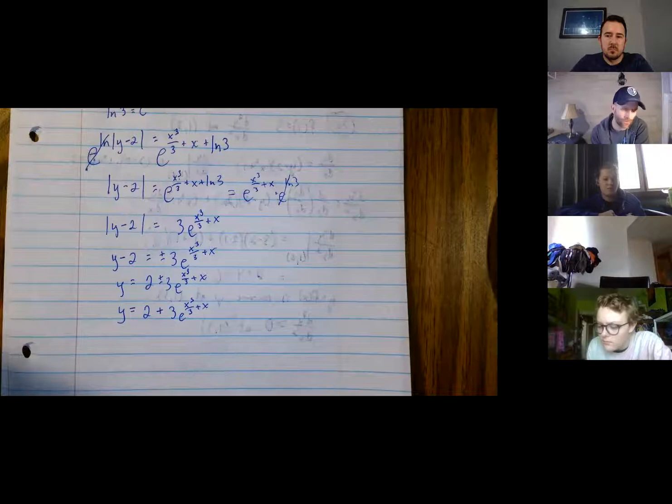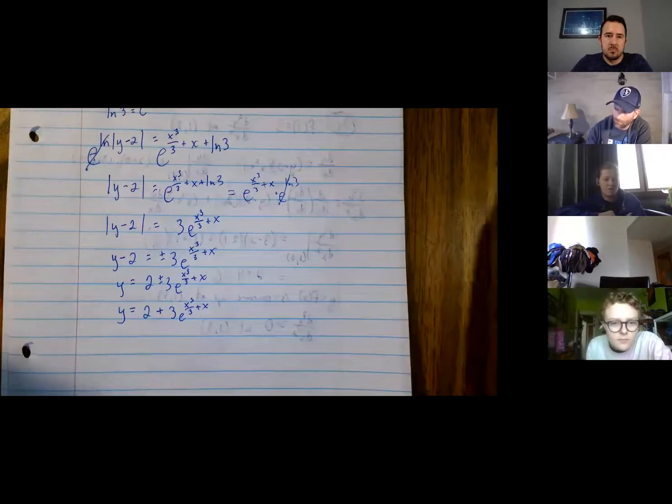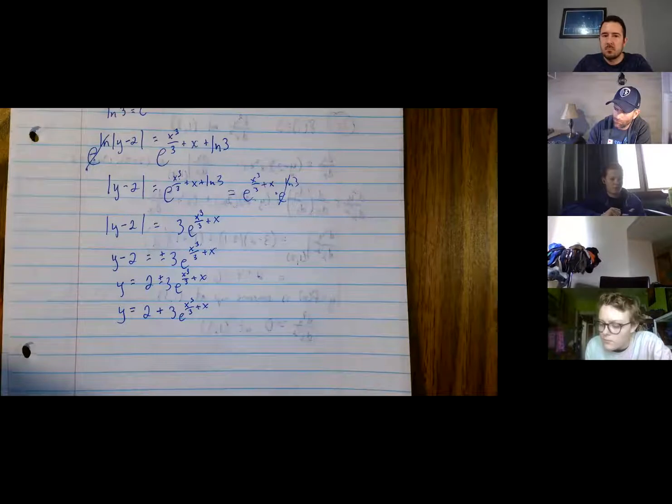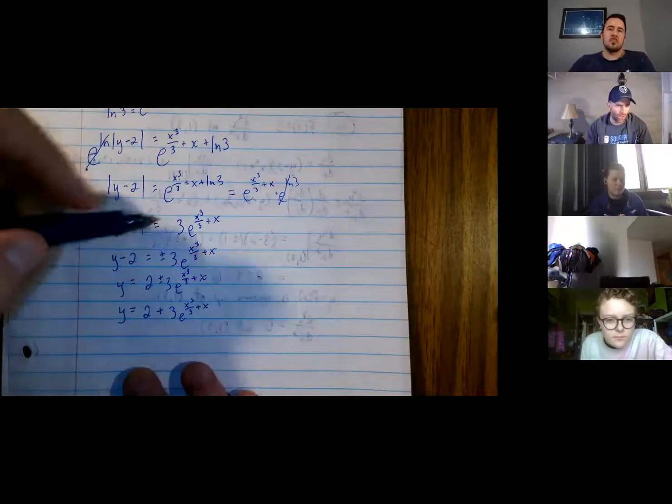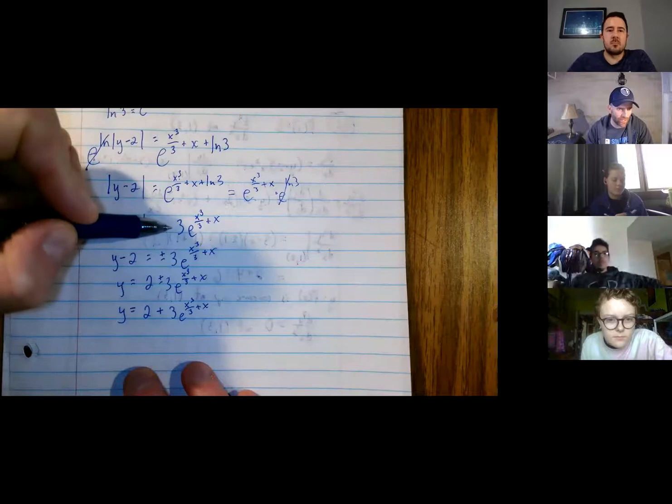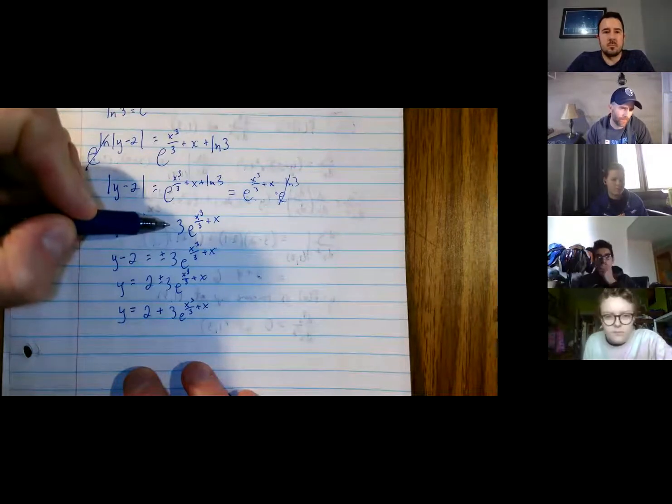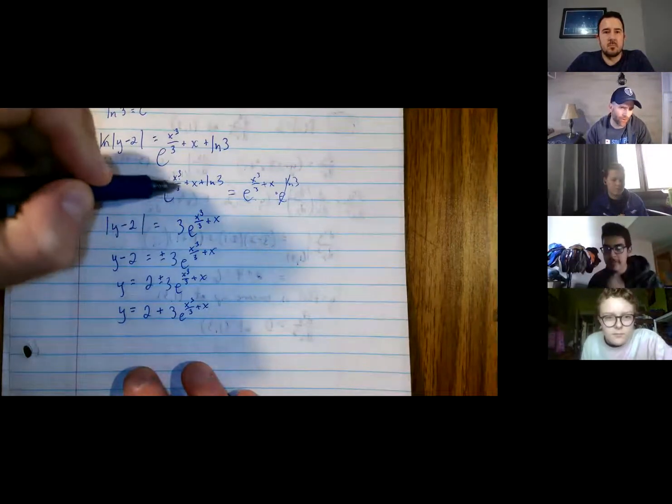Another question: how did you get that e to the x cubed divided by 3 plus x plus ln 3 is equal to e to the x cubed divided by 3 plus x, times e to the ln 3 power? Okay, so how did I go from here to here? No, to the right of the previous. Oh, okay, so here to here.